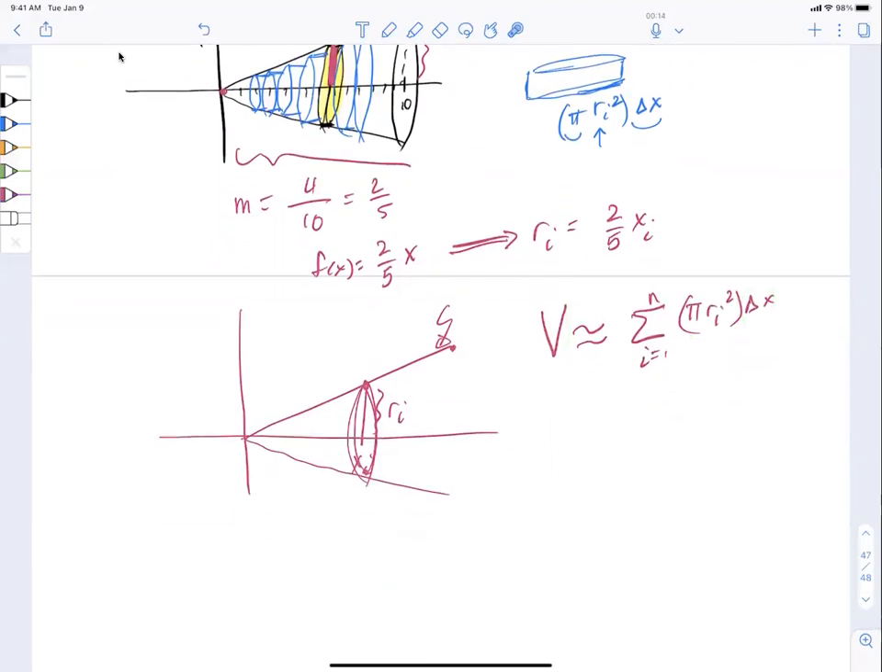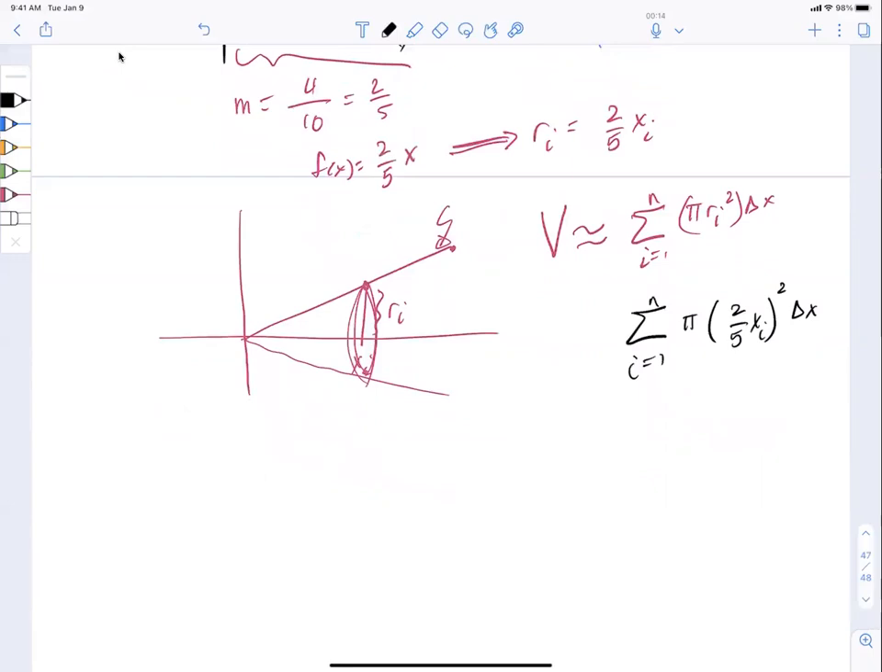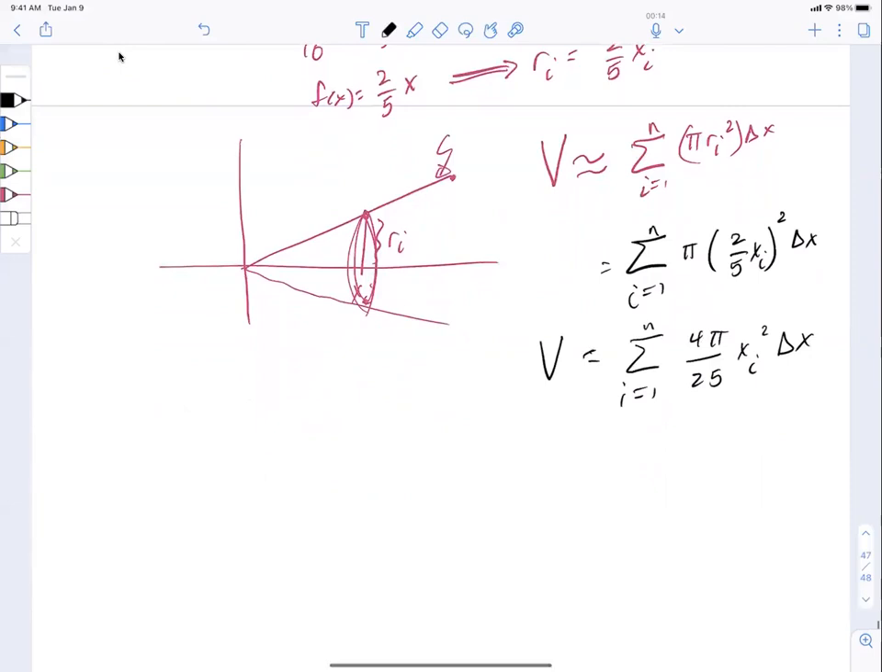And then, of course, we said that instead of Ri, you can put 2/5 xi. Now this is an approximation of the volume. If I want the volume exactly, I will have to take the limit as n goes to infinity of that sum.